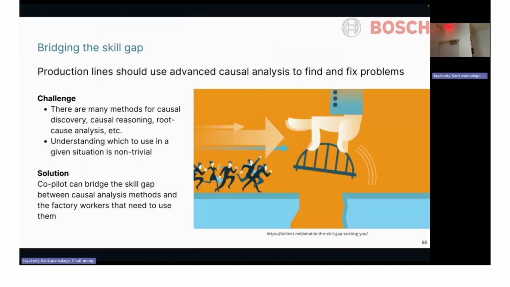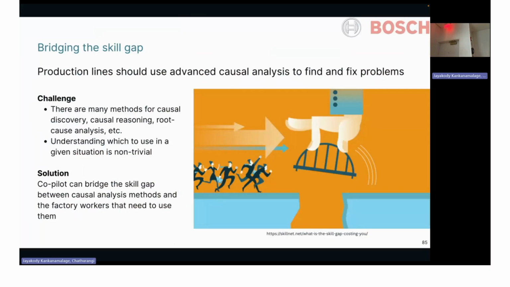Okay, so we really need to use some of these advanced causal analytics techniques to improve the production lines. But we have a couple of challenges. One is that there are a lot of methods for causal discovery, causal reasoning, root cause analysis. They're not just one method. There's hundreds of methods. And it's not always clear which to use in any given situation, right?